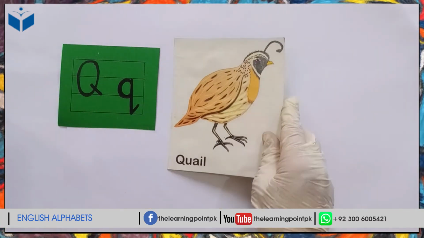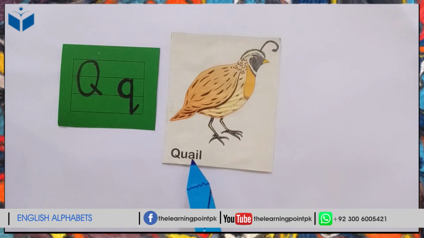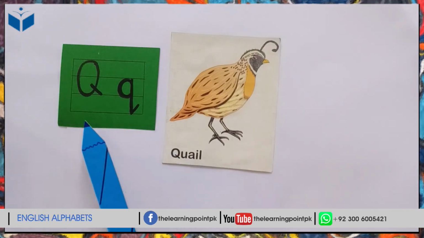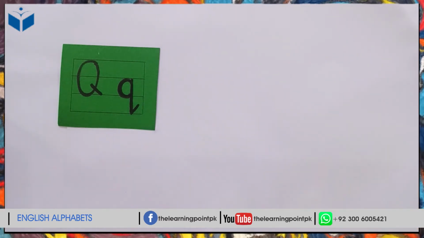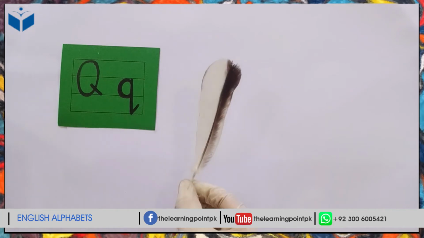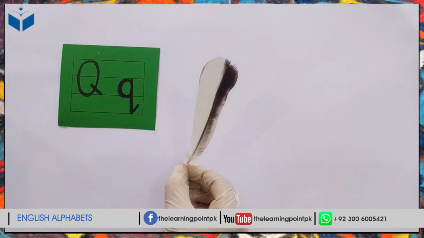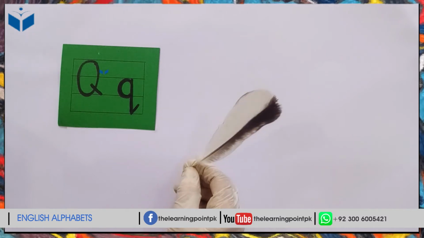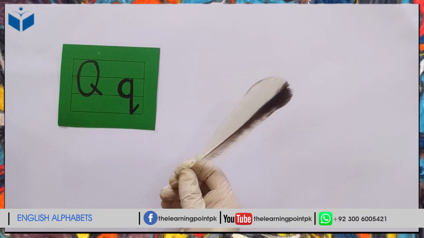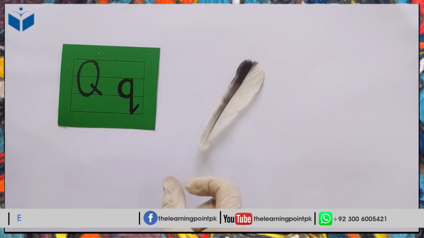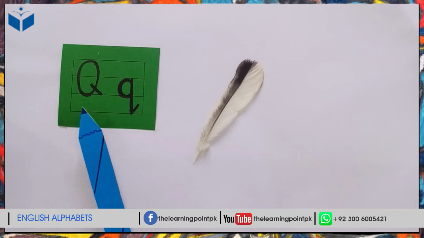I have a bird whose name is quail. Quail. Okay. Do you know what this is? This is the quill of a pigeon. Quill begins with phonic qua.